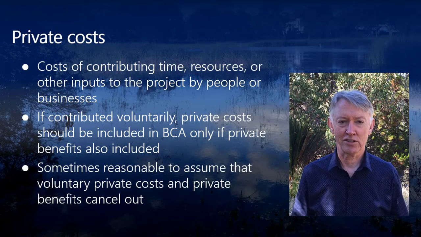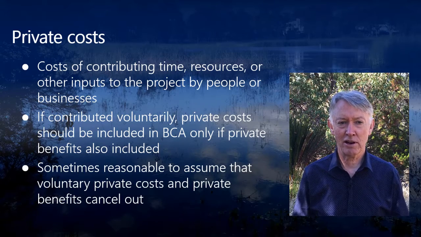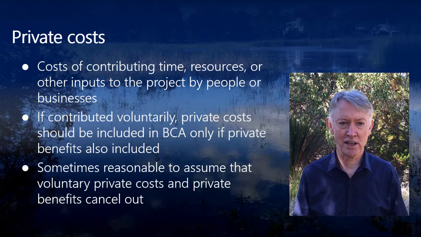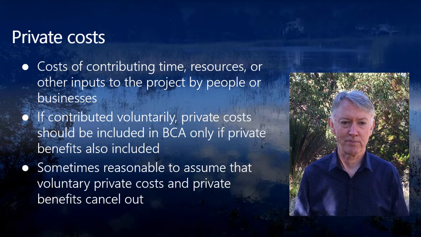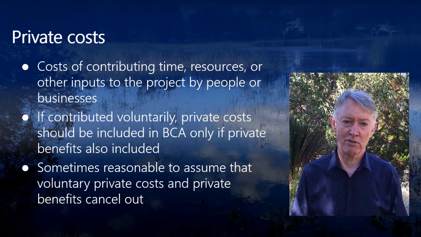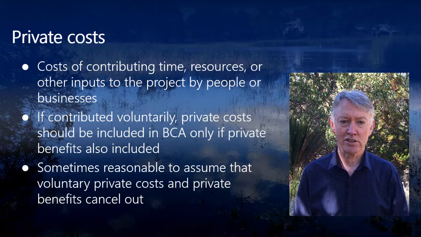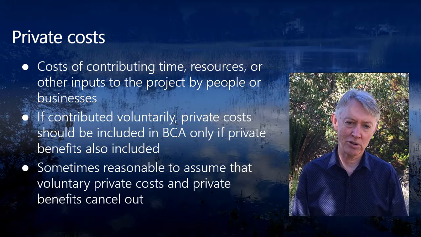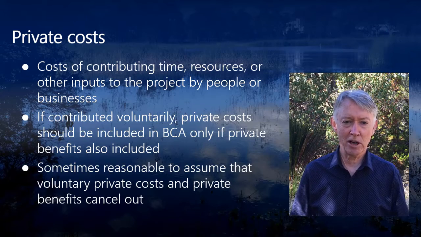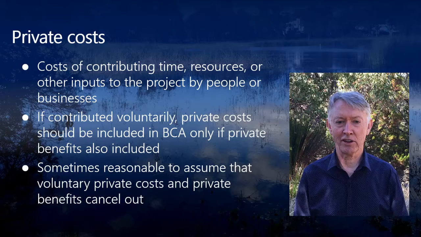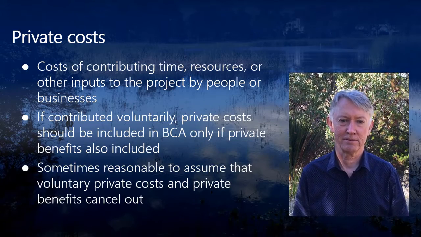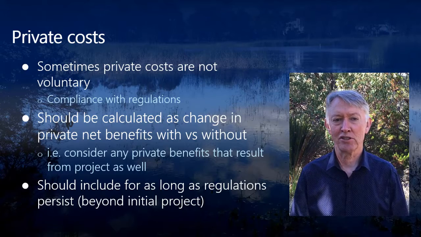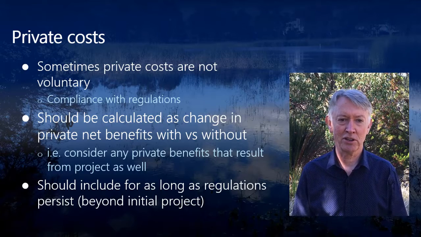Then there are private costs, and these are the costs to other people, not the project organisation, of contributing their time, resources or other inputs. If this is contributed voluntarily, the private costs should only be included in the benefit cost analysis if the private benefits are also included. Sometimes it's reasonable to assume that the voluntary private costs and the private benefits cancel out, so that you can just ignore the private costs. But sometimes private costs are not voluntary, in which case you really shouldn't be ignoring them.